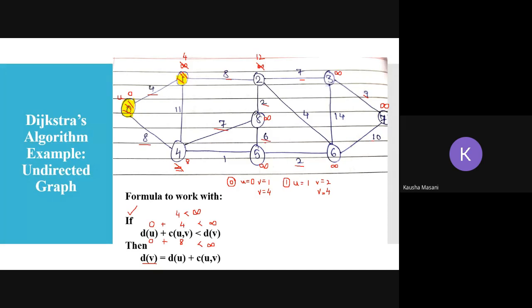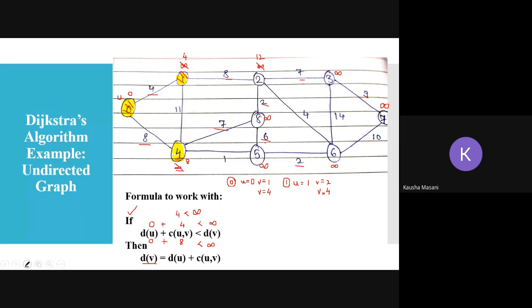Correct, Ravi. Kencho, it won't be 2. 2 is having distance 12. Vertex 4 is having distance 8. So vertex 4 is what we are going to select. This vertex name I am asking. So next to be explored is 4.